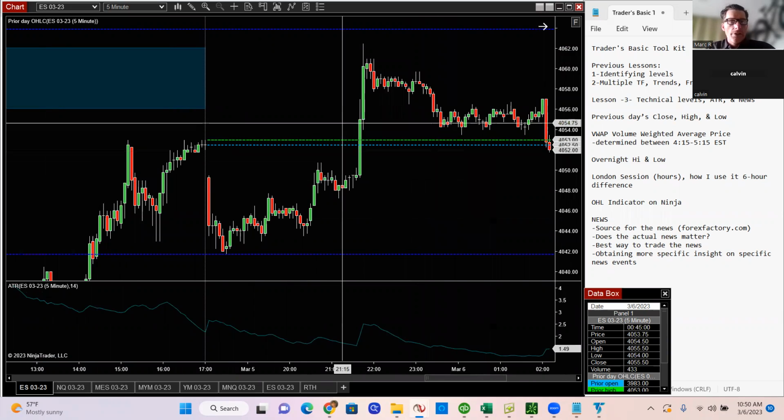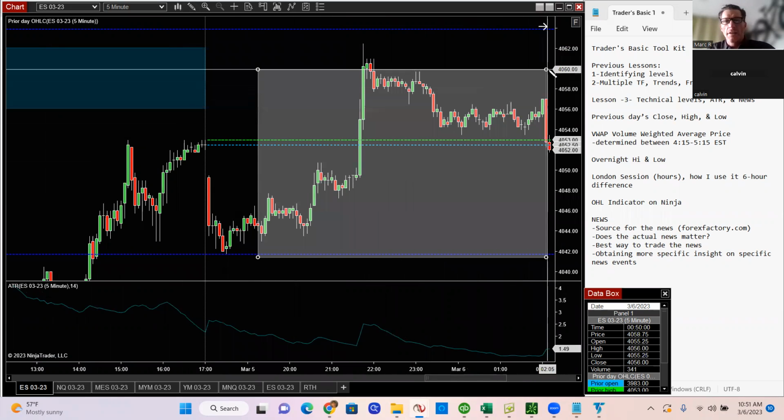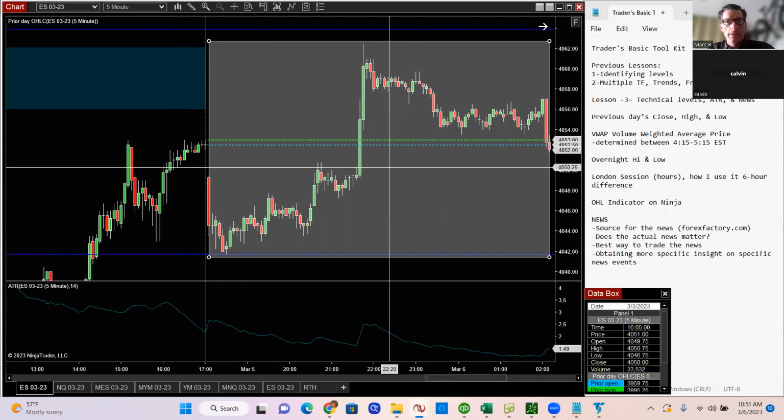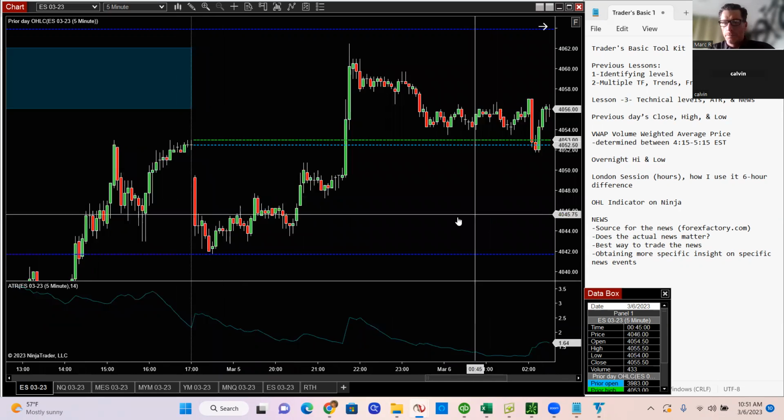newer to trading is probably to ignore. I shouldn't say ignore. Don't give a lot of weight to this time between before London opens and when New York closed. It is completely tradable, but if you're new to the game, I'd say just leave it alone.